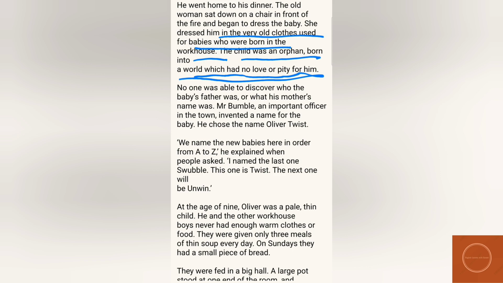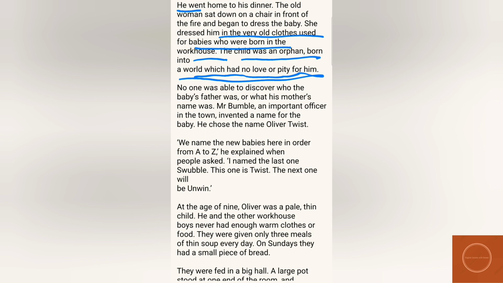Means now he's an orphan and there is nobody for him in the world, and nobody loves him or has pity on him. Now the old woman is dressing him in the old clothes, which are just given to the babies that are born in the workhouse. And here it means by the doctor.